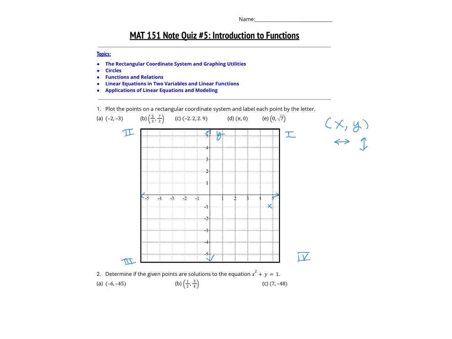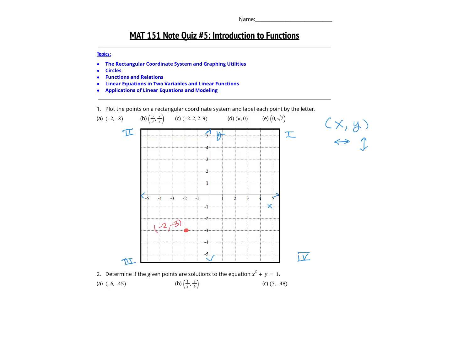For our first ordered pair, we've got -2, -3. So that's going to be 2 to the left and 3 down. Going 2 left and 3 down, we're going to be right here. Again, that's our -2, -3.